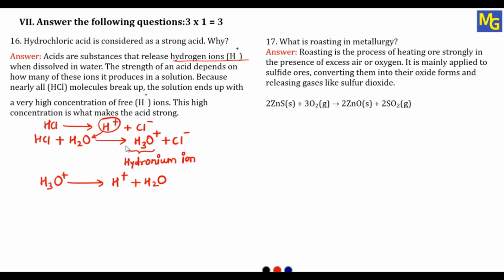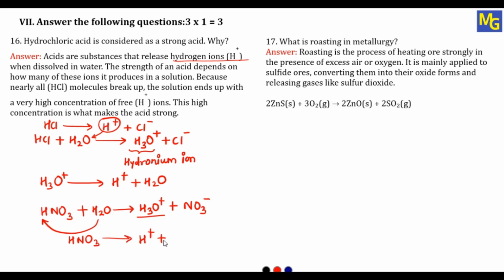So this is about HCl. If I take HNO3, then when it is added in water, it becomes H3O plus and NO3 minus. Here the H2O has taken this H plus and became H3O plus. All acids, whenever you put them in water, will split. I can write it separately here for HNO3: HNO3 will split to give H plus and NO3 minus. Like this it will split.